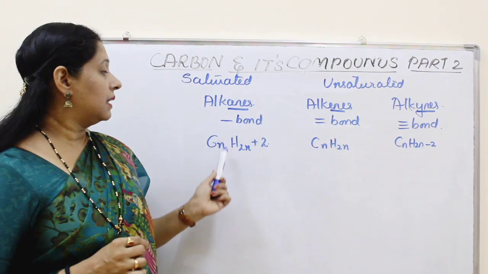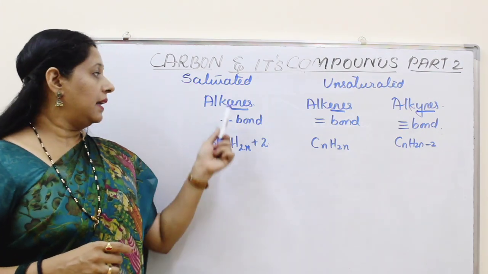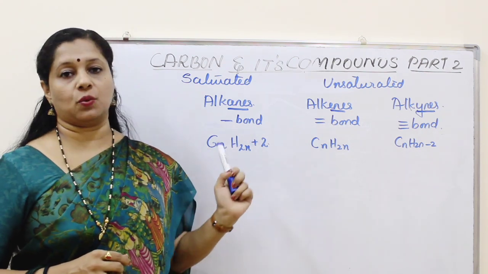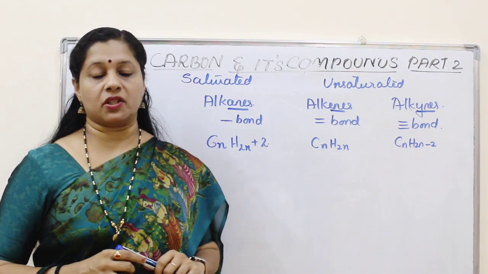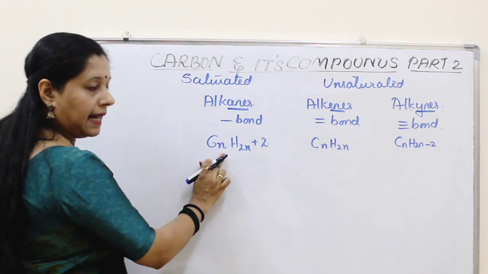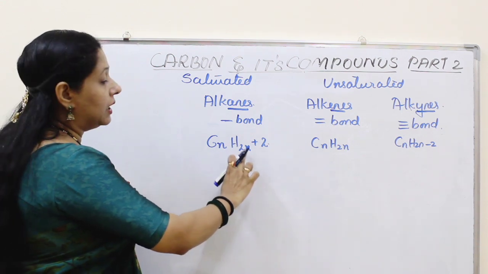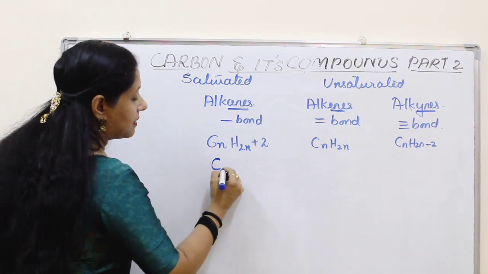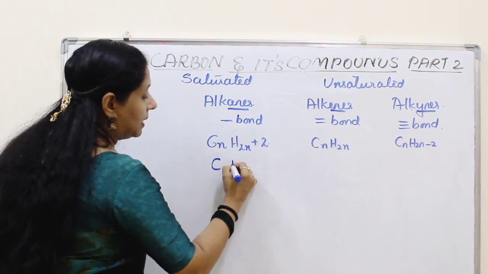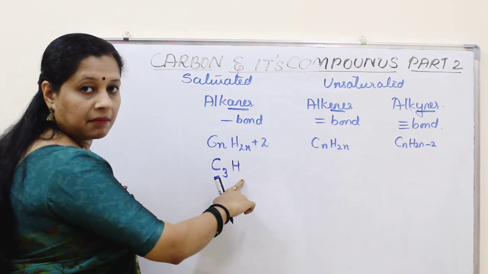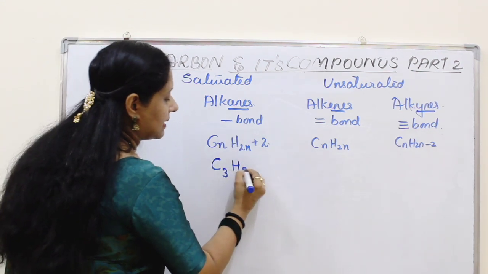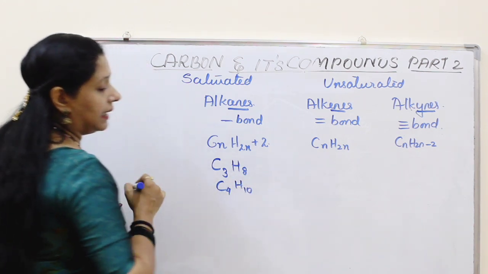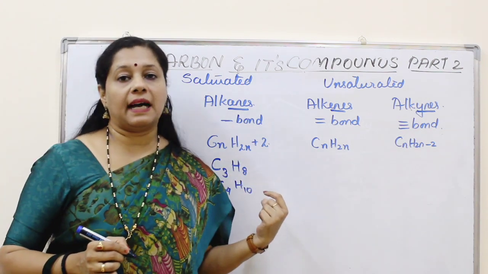Now their general formulas are also there. If it is an alkane, the general formula is CnH2n plus 2. Cn means the number of atoms. So if the number of carbon atoms is n, the hydrogen atoms would be double that of carbon plus 2 more. For example, if the carbon atom number is 3, what will be the number of hydrogen atoms? Double of 3 means 6 plus 2, so 8. If it is 4, then double will be 8 plus 2, 10. So this is how the general formula of alkanes comes.